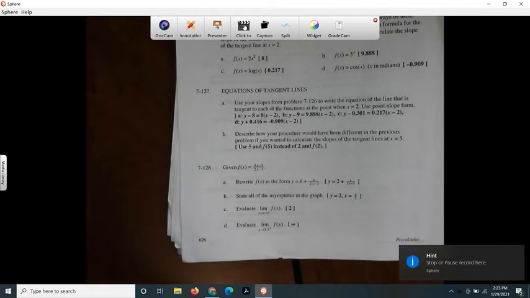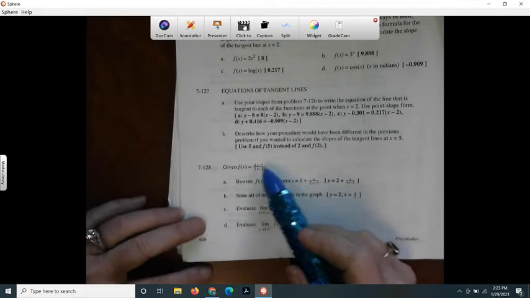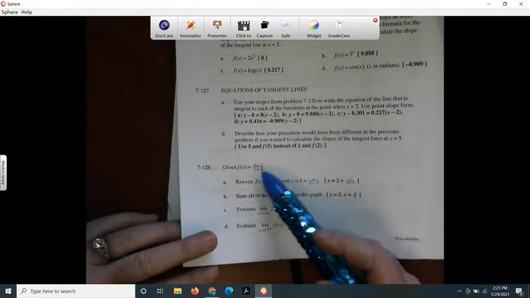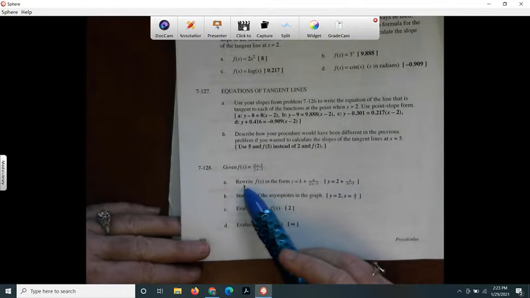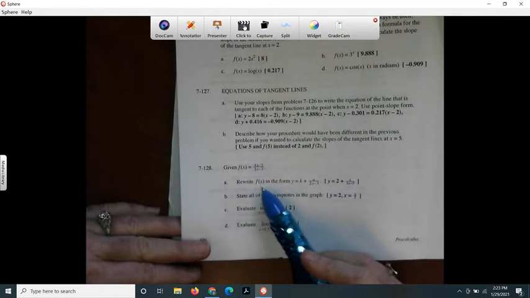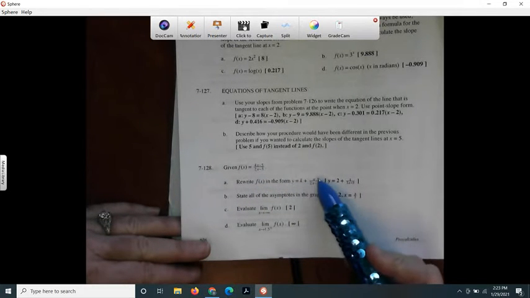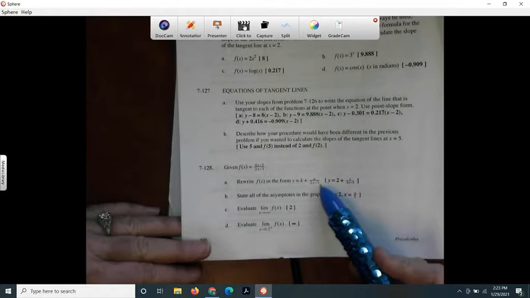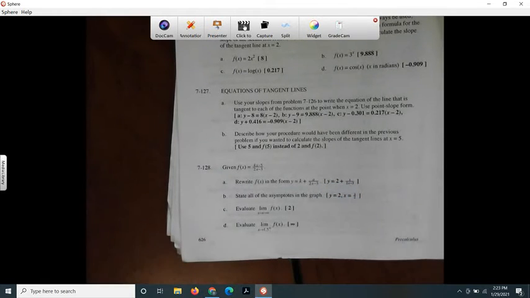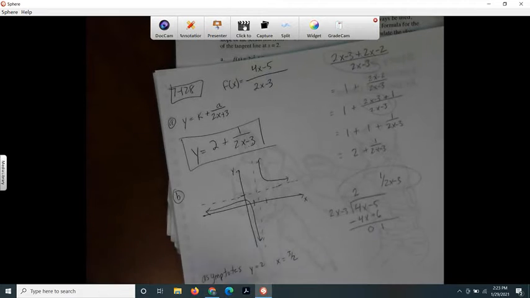Here's pre-calc. This is the focus problem 7-128, and it says given this reciprocal function or rational function, rewrite it in the form y equals k plus a over 2x minus 3. So I guess we'll do that first. So we have to rewrite it, and we learned this one time.